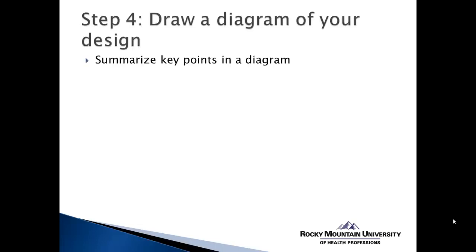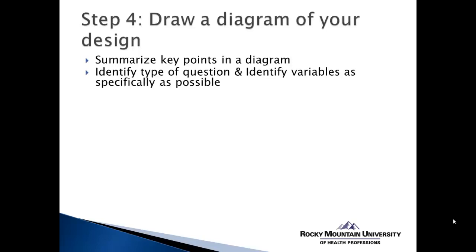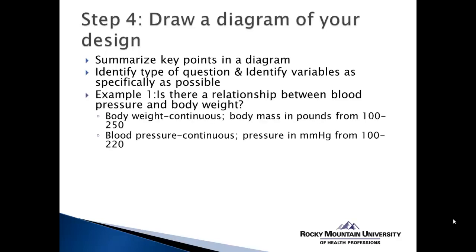So we want to summarize the key points in a diagram. Again, as I mentioned, we want to identify the type of question we have, and identify the variables, especially the number and the type of variables as specifically as we can, because it'll make a difference if we have a categorical outcome versus a numeric outcome.